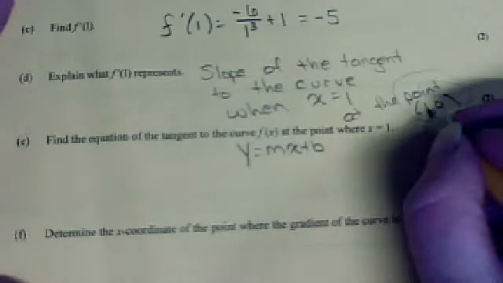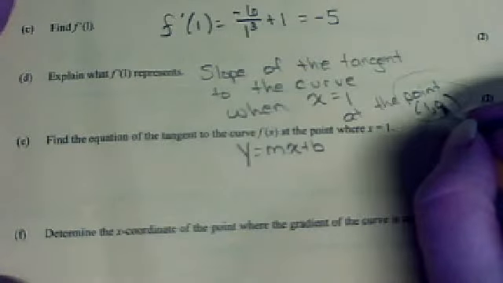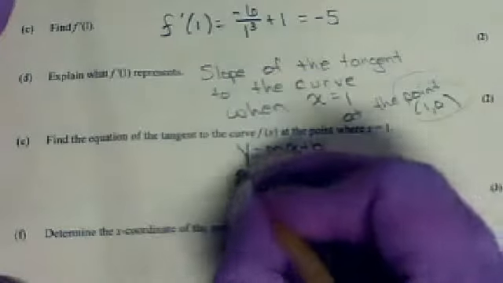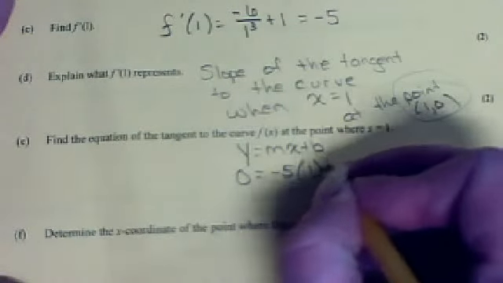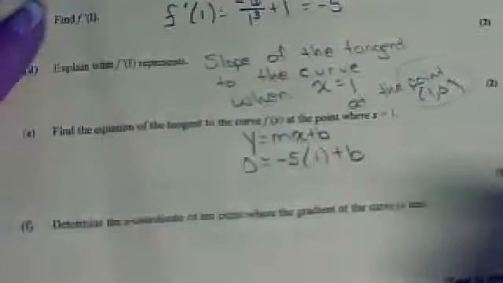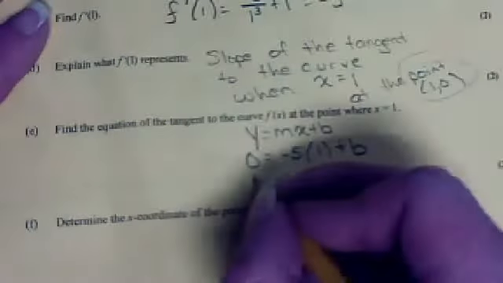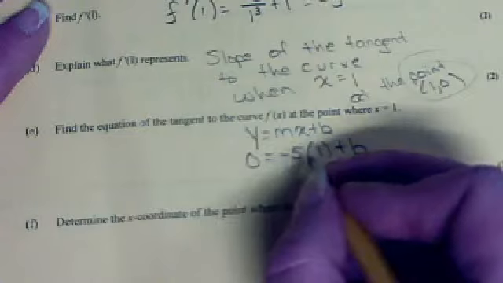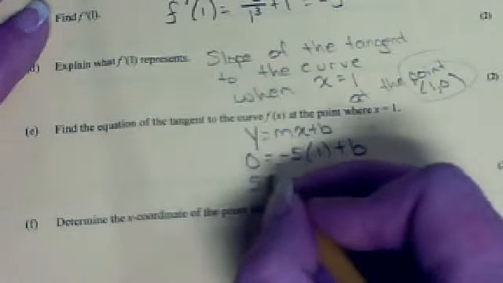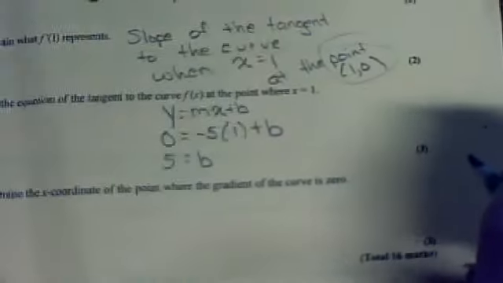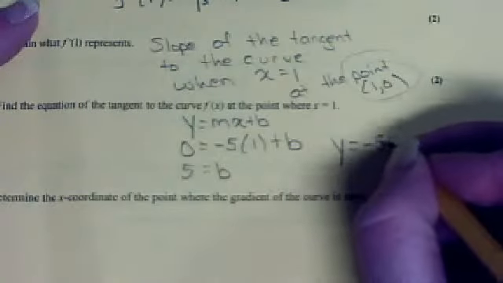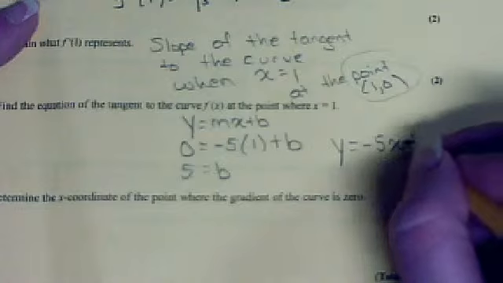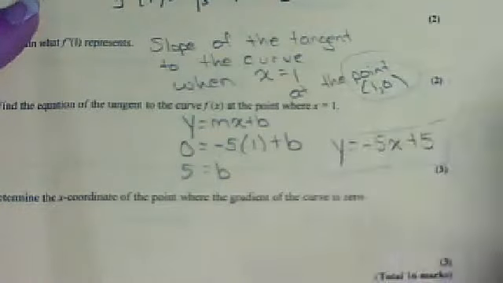This is an x value, the x value of a point. This is the y value of that point. 0 equals negative 5 times the x. We're trying to find the y-intercept of that equation. So this is going to be negative 5. We'll add it to the other side and we get b is 5. Now that is not where we stop. The equation of that line is negative 5x plus 5.